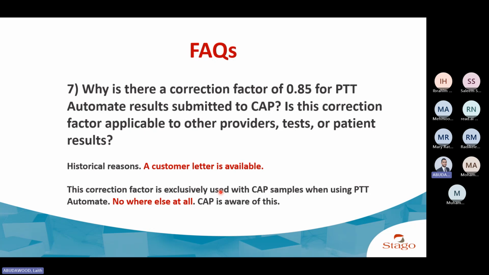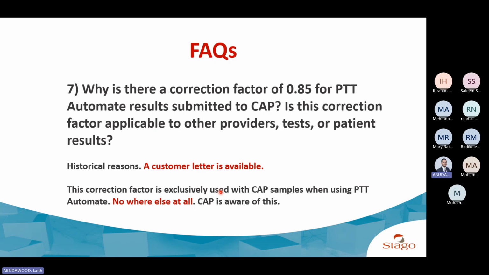What's the reason? The reason is historical, really. That was a long time back, and it's a practice that is stuck, and it's not something that can be changed now because everyone is following it. It will be very difficult to stop this practice. That actually started when CKPrest was still available. PTT Automate was a new reagent. CKPrest is much older than PTT Automate.